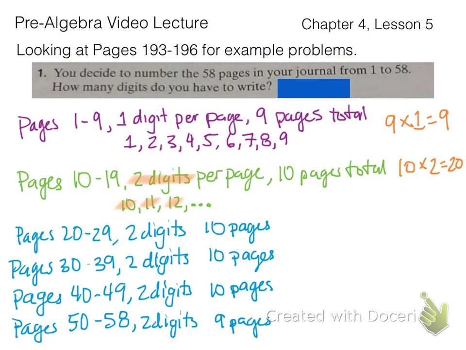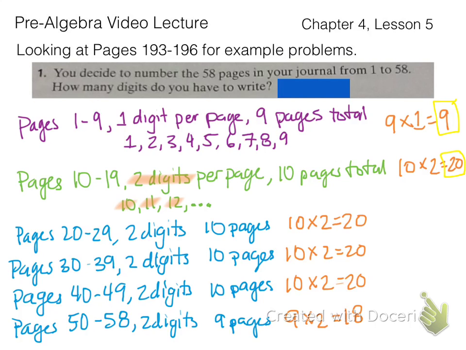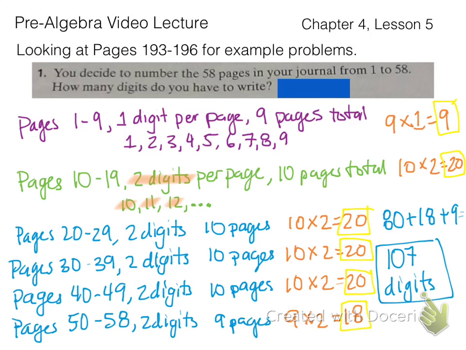There's also 20 digits for 20 to 29, 30 to 39, 40 to 49, but there isn't 10 pages for 50 to 58. There's only 9 pages. So the total number of digits is 9, 20, 20, 20, and 18. So add them all up together and we get 107 digits that you have to write to number your journal. All right?